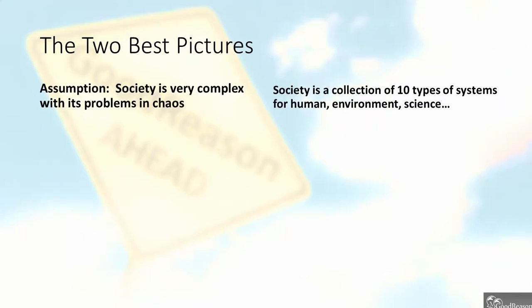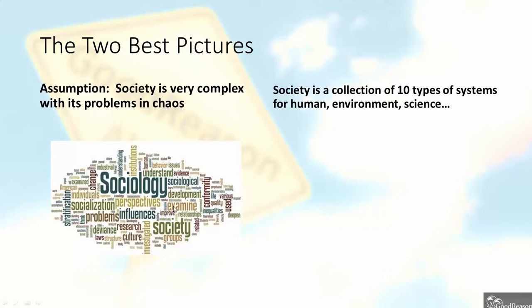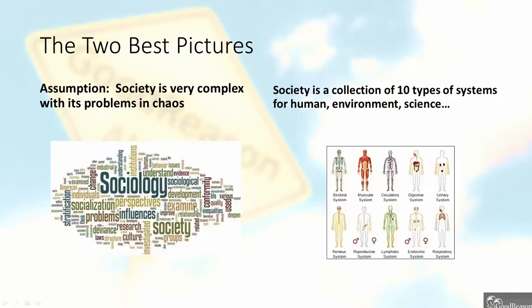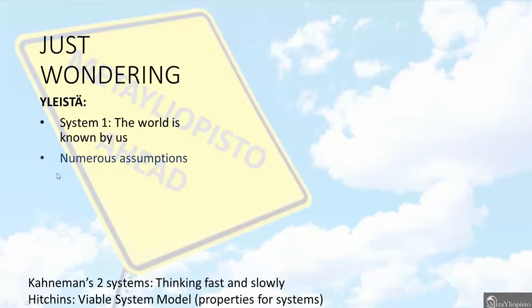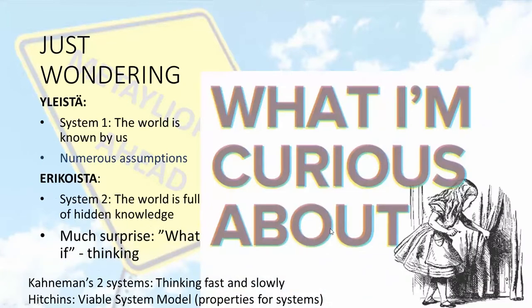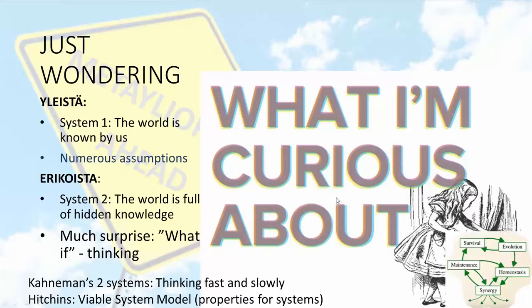Two best pictures here are about society and complexity, a multidisciplinary approach, and on the other side the human body, which consists of 10 different human systems. And then we have the 10 system approach also for society. We are now wondering, using Kahneman's second system principle, something surprising. What is society like? What does it contain? It contains the logic of a viable system. That is one possibility to understand society. It contains survival, evolution, homeostasis, synergy, maintenance.